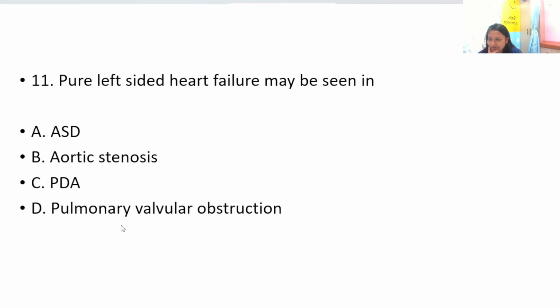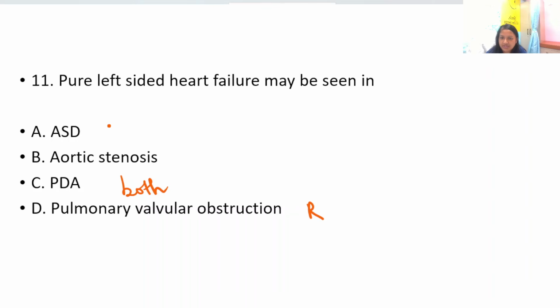Pure left-sided heart failure may be seen in ASD, aortic stenosis, PDA and pulmonary valvular obstruction. So pure left-sided heart failure. Now PDA, ASD, aortic stenosis and pulmonary valvular obstruction are your options. PDA can lead to CCF. It can lead to both right as well as left ventricular failure. Pulmonary valvular obstruction is a right sided heart failure. PDA is usually both. The baby may have features of both sided heart failure.